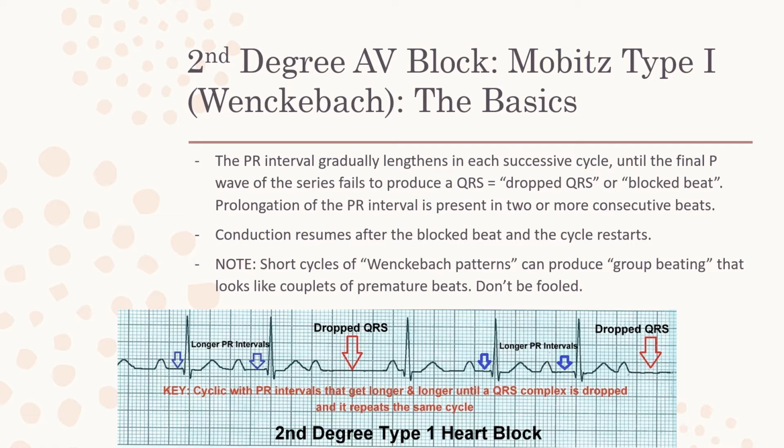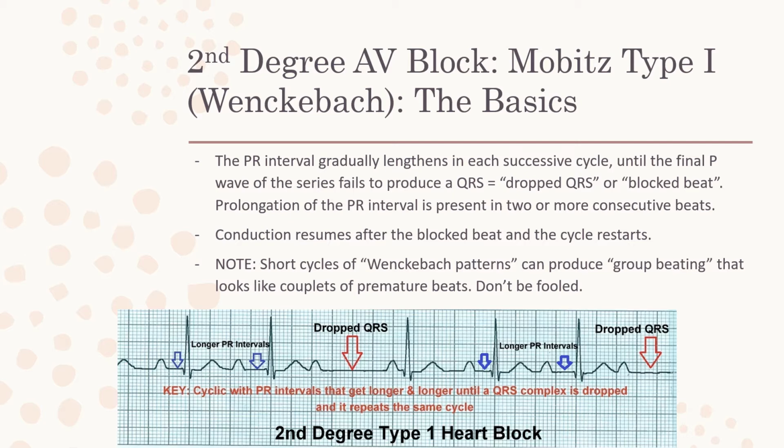The PR interval gradually lengthens in each successive cycle until the final P wave of the series fails to produce a QRS, and we talk about that as a dropped QRS or a blocked beat. Prolongation of the PR interval is present in 2 or more consecutive beats. The conduction resumes after the blocked beat and the cycle restarts. Note the short cycles of Wenckebach patterns can produce group beating that look like couplets of premature beats. Don't be fooled.